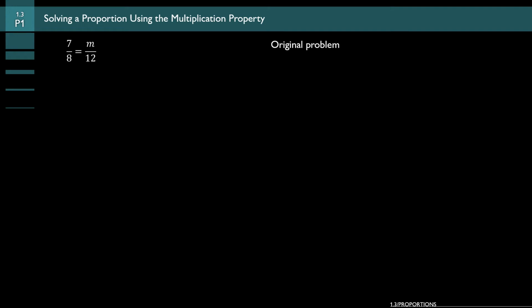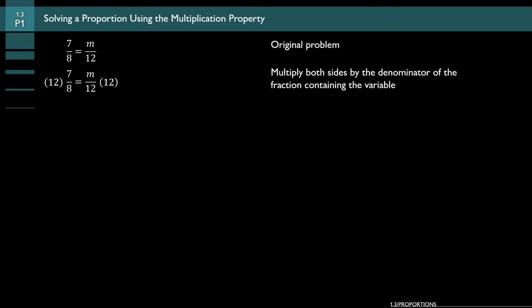And what we can do is exactly what we did in the last section. We are looking to isolate the variable, so because this variable is being divided by 12, we can simply multiply both sides by 12. When we multiply both sides by 12, the two 12s on the right are going to cancel each other out, and then we're going to multiply the 7 by 12, which is going to give us 84 over 8. 84 over 8 can be reduced by dividing both the numerator and denominator by 4, and that's going to give us 21 over 2.